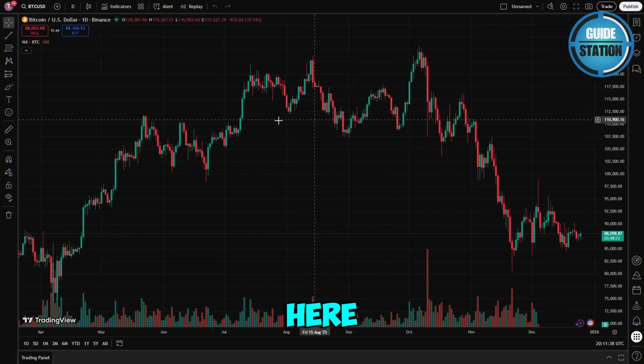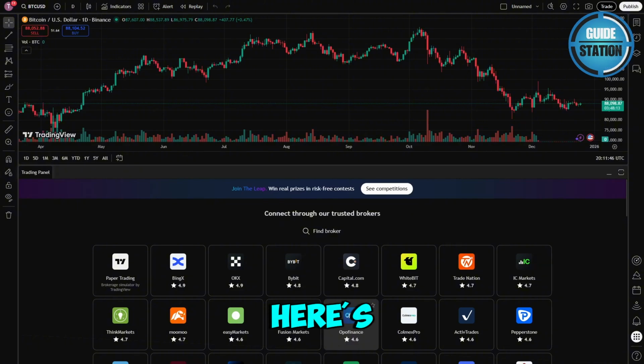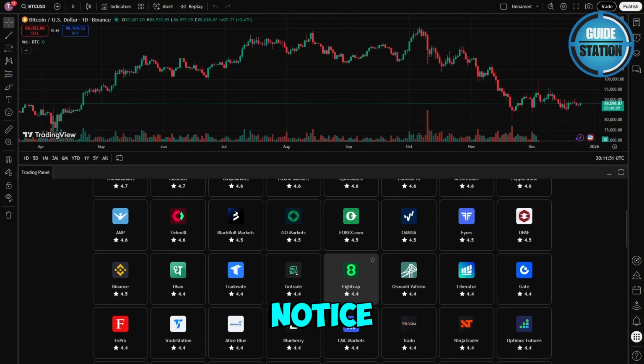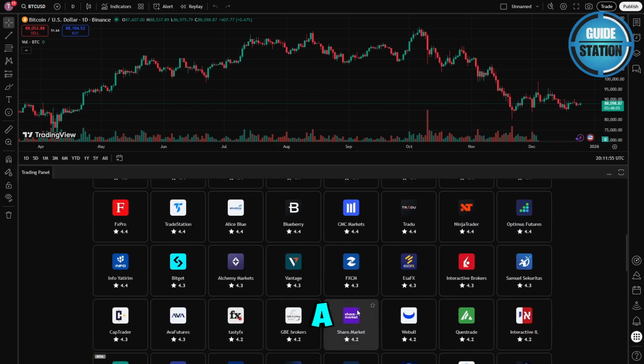Then from here, you want to go to your trading panel right over here, pull it up, and then you want to click Show All Brokers. Now, here's the key part. When you scroll through the brokers, you'll notice that Take Profit Trader is actually not listed. And that's not a mistake.